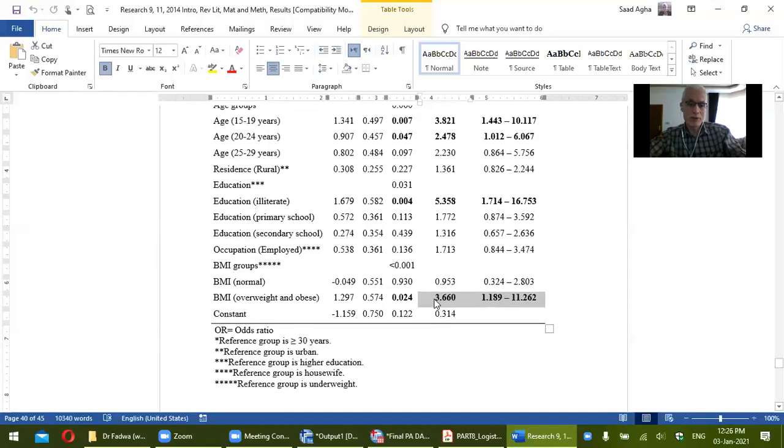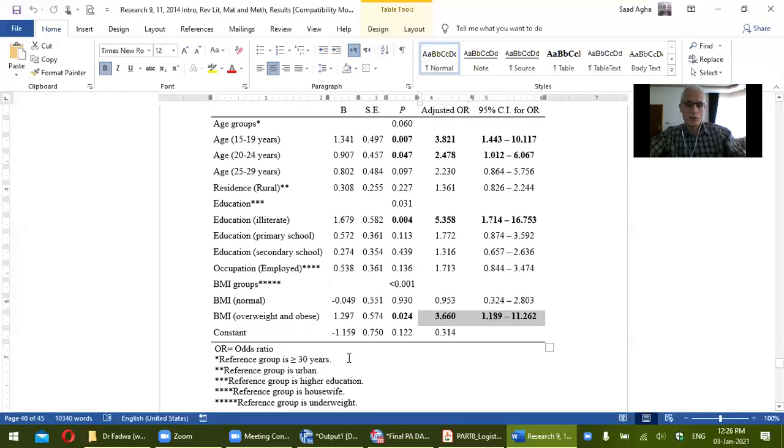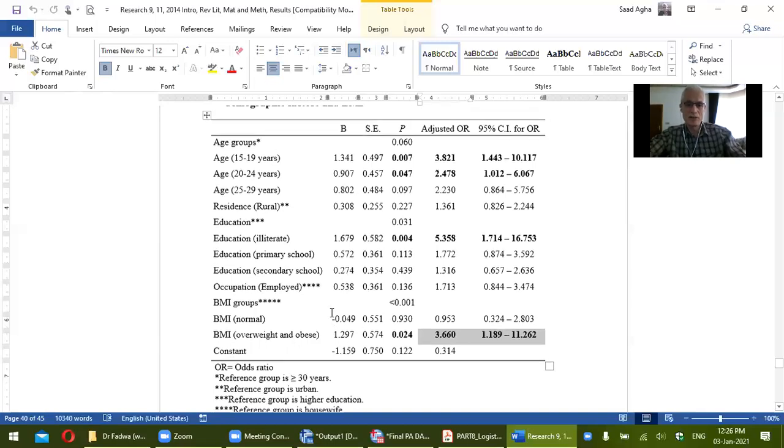So this is overweight and obese compared to the normal. Okay. Well, I think the reference group was put underweight compared to the underweight. While in education, the reference group was higher education. Okay, so for example, in residence, the reference group was urban. It was not significant. While the reference group in age was more than 30 years.